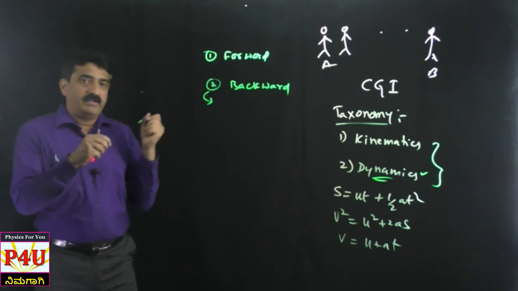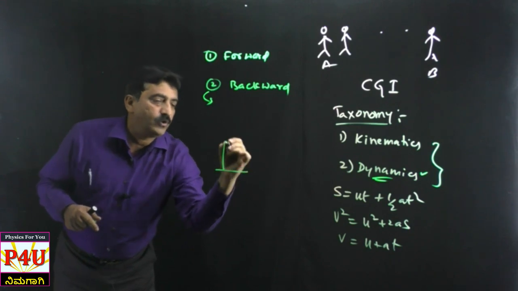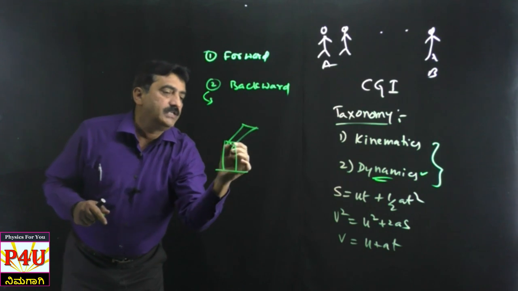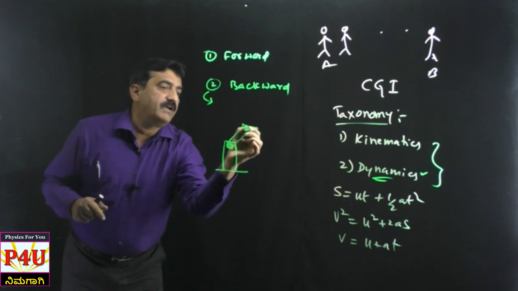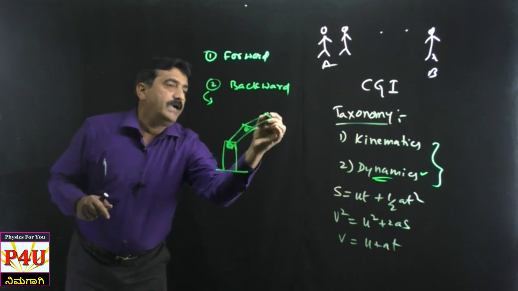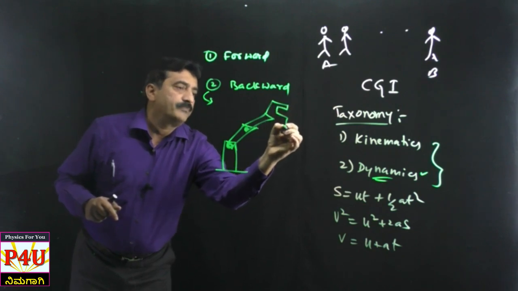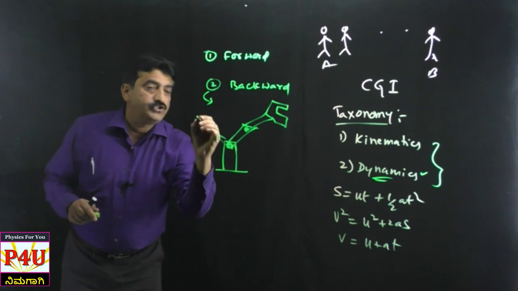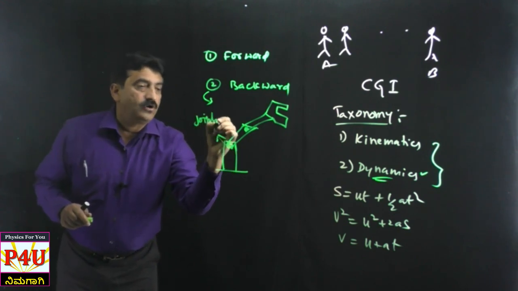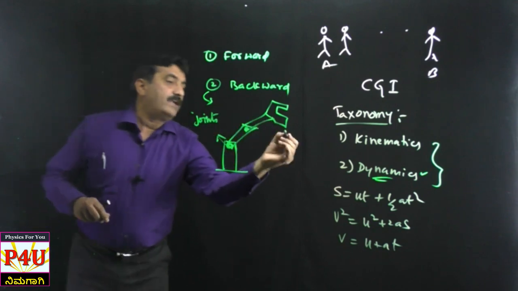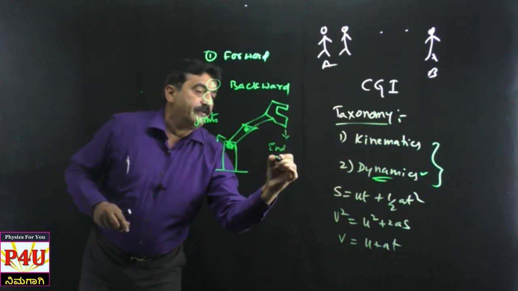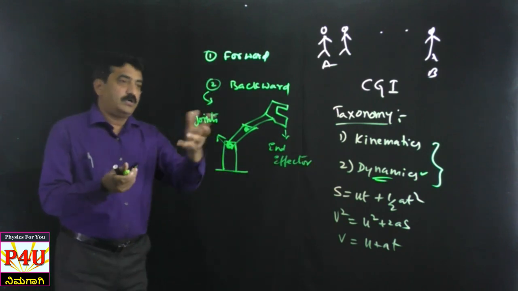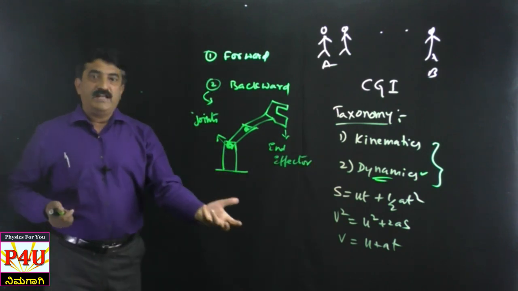One more example I will take. Let us say there is a robot. Robot roughly looks like this. These are the joints, right? So here I have a joint, here I have a joint. Okay, one more thing, and something here. So let us say a robot looks like this. I call these joints, and this I call the end effector.